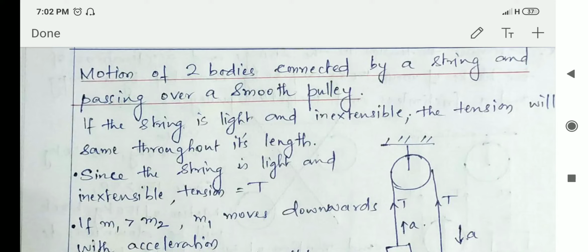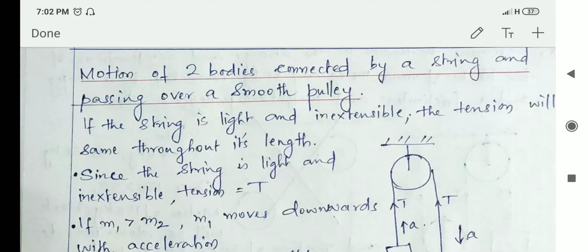Hi everyone. Last class we had discussed the problems based on lift motion. As I mentioned earlier, there are two types of problems expectable from D'Alembert's principle. One is lift problem and the other is connected body problem. So, we will be starting connected body problems today.